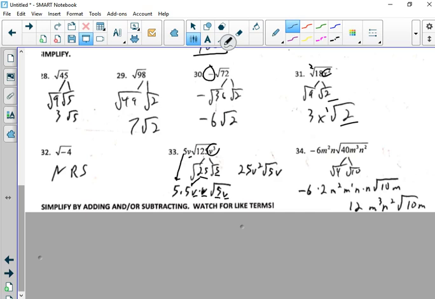Similar idea on 34. 40 breaks down to 4 and 10. Square root of 4 is 2. But we already had that negative 6 come down. The m squared comes down. The n comes down.